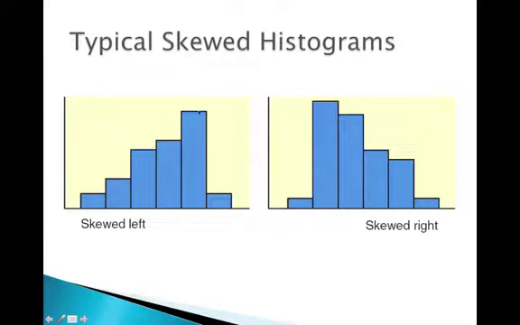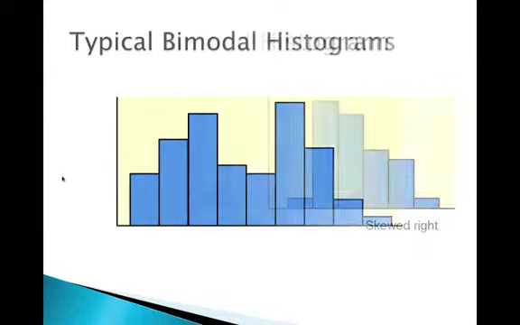Skewed histograms, one that's skewed left is going to have a longer tail going to the left, and one that is skewed to the right is going to have a longer tail going to the right. Okay. A frequent misunderstanding students have is that the direction of the skew is where the peak is. That's not true. It is the direction that the tail trails. Okay, so if the tail trails to the right, it's skewed right. If the tail trails to the left, it's skewed left.